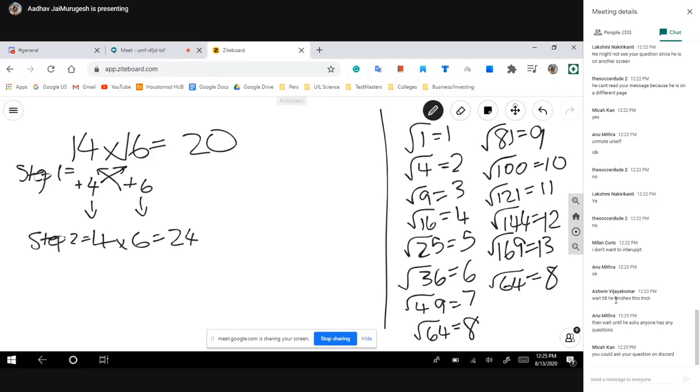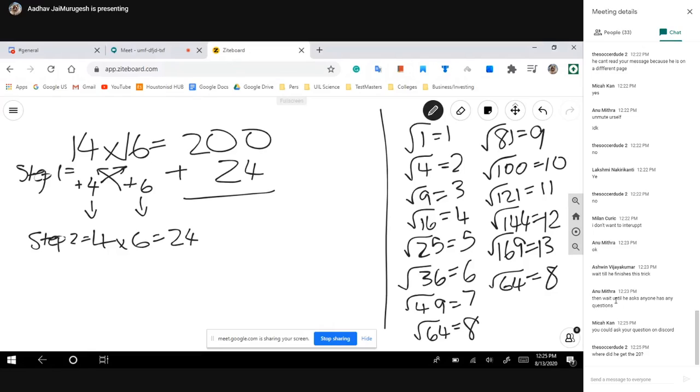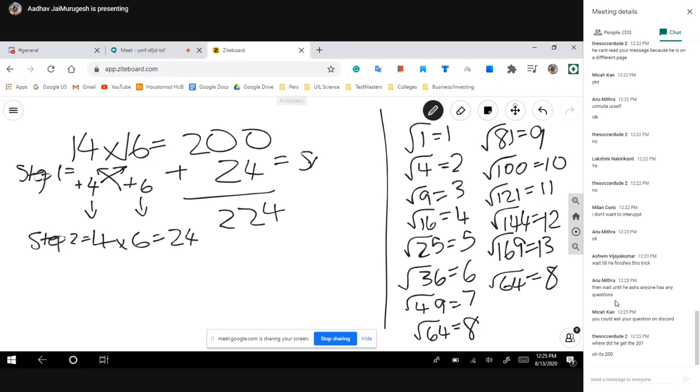Now you're going to add 24 to 20, but in a slightly different way. You put a 2 over here and a 4 over here, and you add it like that. It would help to put a 0 over here, but you don't have to. 0 plus 4 is just 4, 0 plus 2 is 2, and 2 plus nothing is 2. So that's the trick. It's step 3. The answer to 14 times 16 is 224.